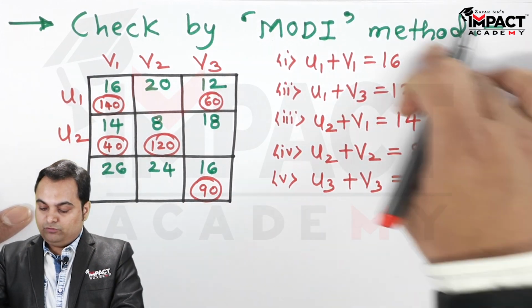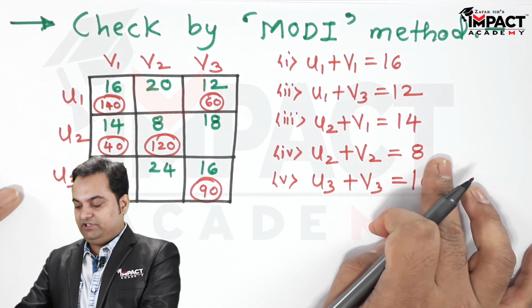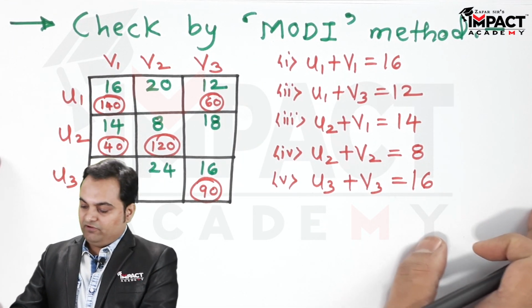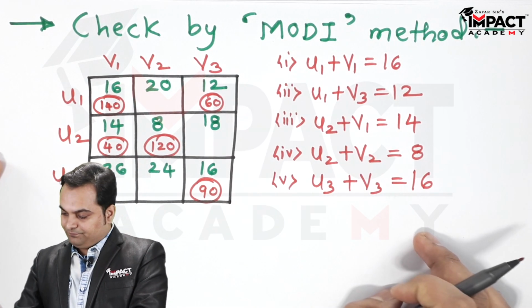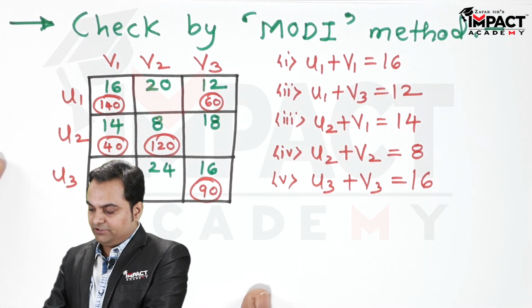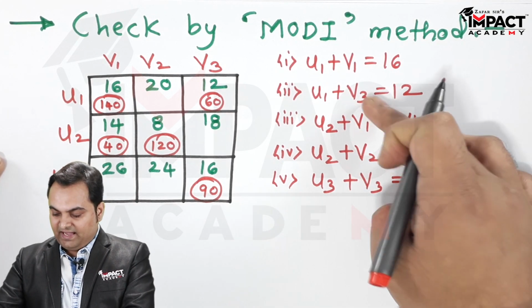Now in order to find all these values, we have to see the most repeatable value. If we see here, U1 is repeated twice, similarly U2 is also repeated twice, V1 and V3 as well.